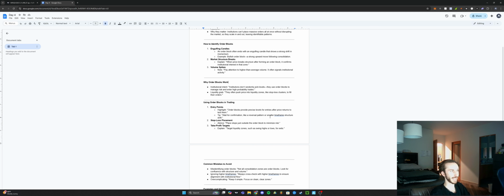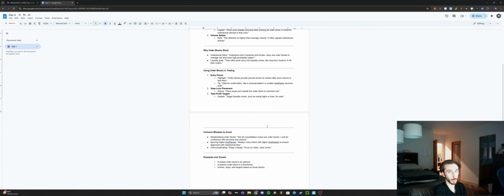They provide these precise levels for entries as price returns to test them, okay? Wait for those confirmations, all right? Wait for that tap. If you want to get even more precise, wait for that tap, go to a lower time frame and take an inversion. That's what I do. Works for me. I have a pretty high win rate, as you guys can see.